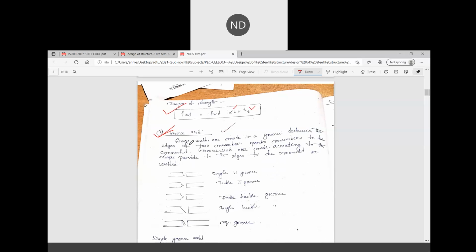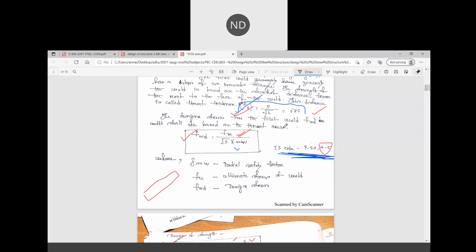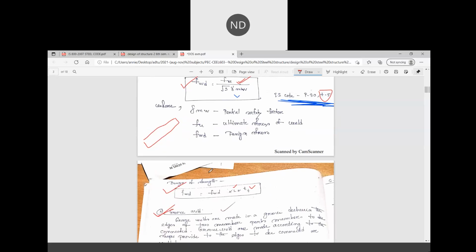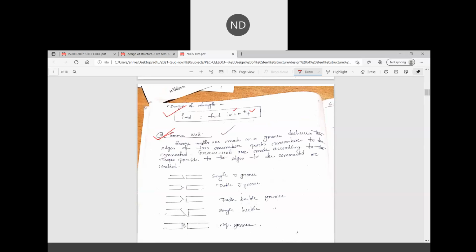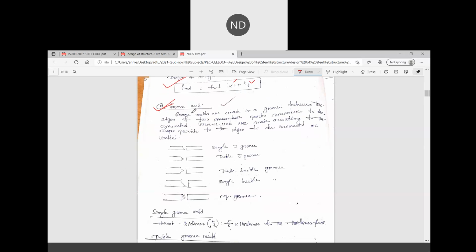Now coming to the groove weld, the basics are the same: you have to know the throat thickness, design stress and design strength. In this way you can find out. Now what is your groove weld? Your groove weld is nothing but, suppose you are joining two metal plates, you take the end portion of this plate and the end portion of that plate, and then you join these two.